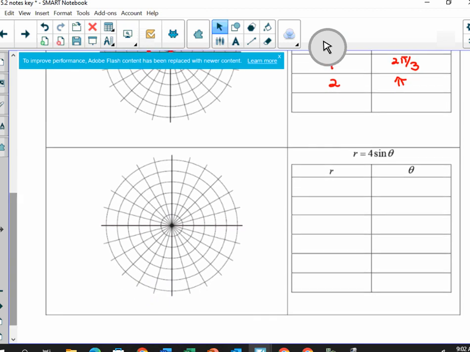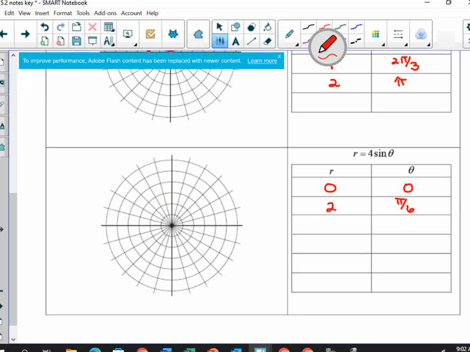So for sine of theta, I'm going to plug in 0. What do I get? 0. Let's do pi over 6. Okay. Let's do pi over 2. Okay. I want a negative. Let's do negative pi over 6. Okay, that's enough.